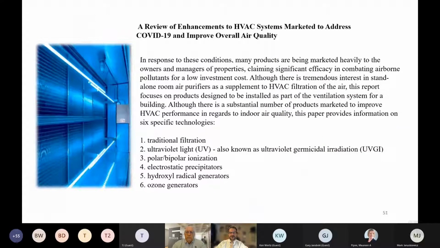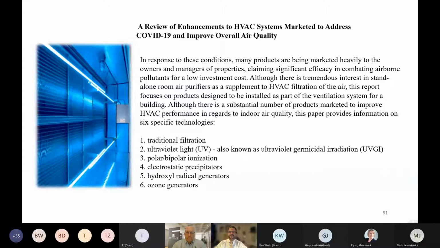Yeah. So I do want to mention, and I'm going to lump this all together, lots of people are talking about UV lighting, bipolar ionization, electrostatic precipitators, hydroxyl radical generators, ozone generators. And although there's a tremendous interest, and these things do work in standalone room air purifiers, for example, that have supplemental UV in there with the HEPA filtration in it.